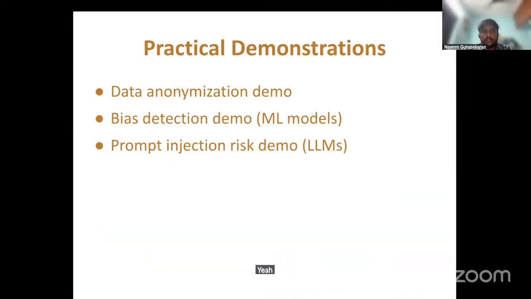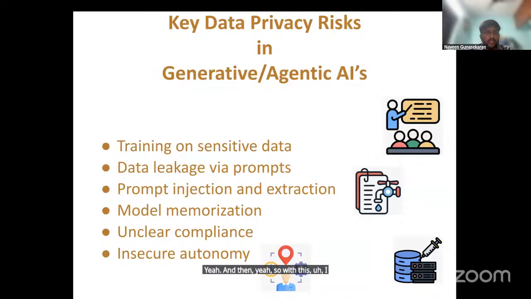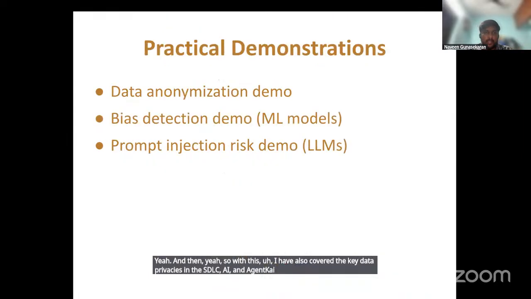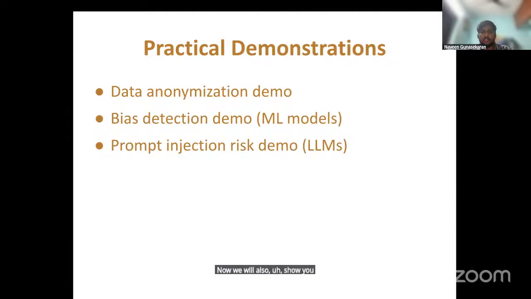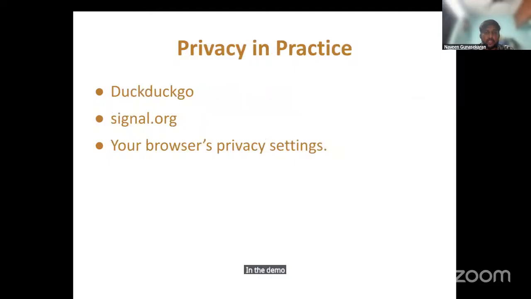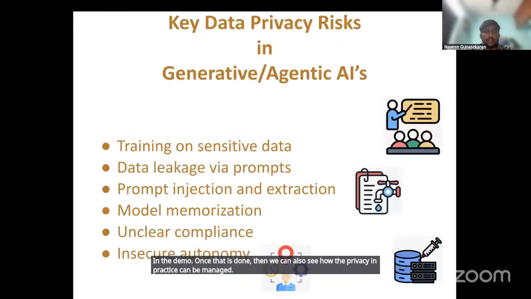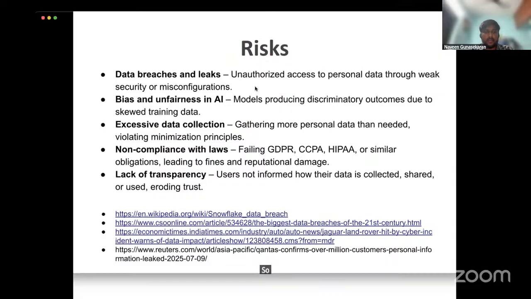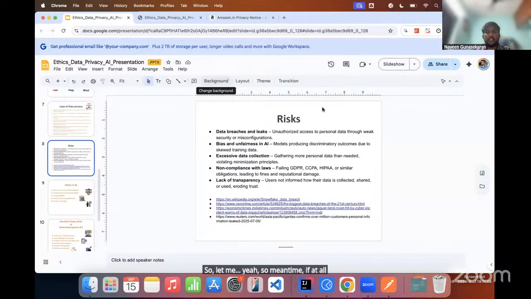With this, I have also covered the key data privacies in the SDLC, AI, and agentic AI, which we are currently building. Now I will also show you the projects and a set of REST APIs in the demo. Once that is done, we can see how privacy in practice can be managed. I'll also touch base on UI risk, data leakage, and data breaches in recent times. In the meantime, if you have any clarifications or doubts, we can discuss before getting started with the practical projects.